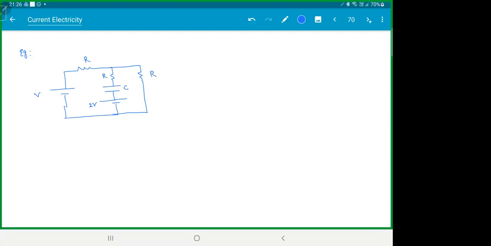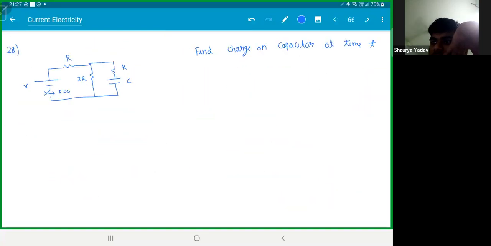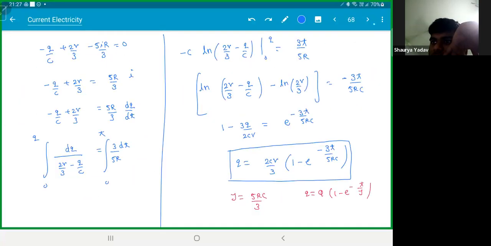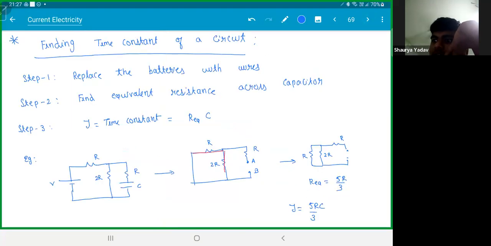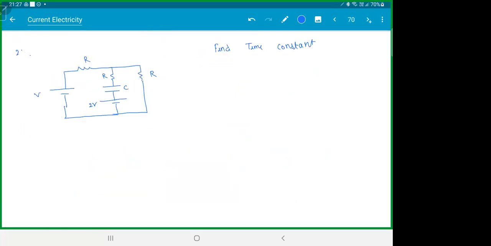Find time constant for this circuit. Sir, can you show once last page? No, sir. Yes, sir. Okay. Clear? Yes, sir. Get this time constant, everyone.